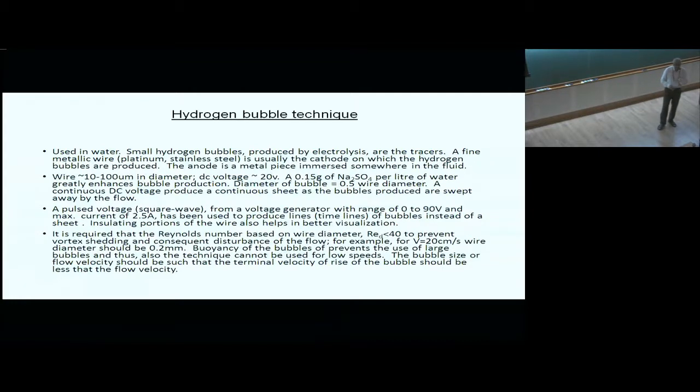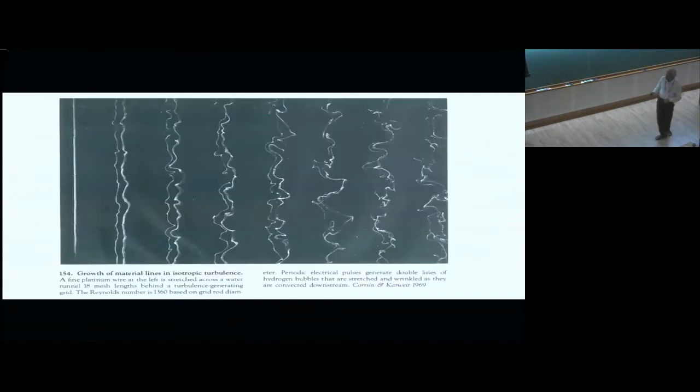And you can pulse the wire and you can get a series of bubbles. So this is an example of a pulsed hydrogen bubble technique in a turbulent flow. So bubbles are released periodically. So there are two bubble lines released in quick succession, and you see what happens to these bubble lines as they go forward, go downstream.